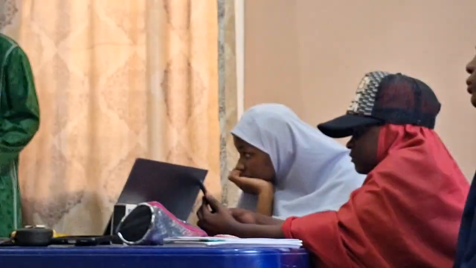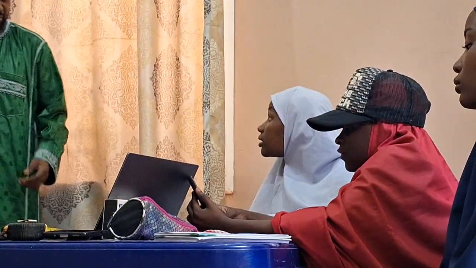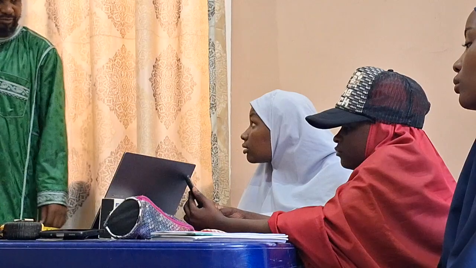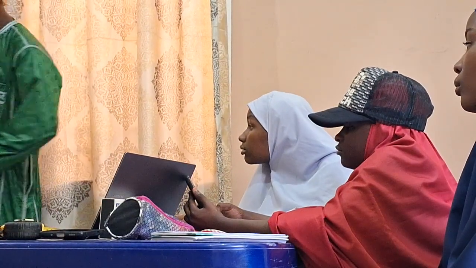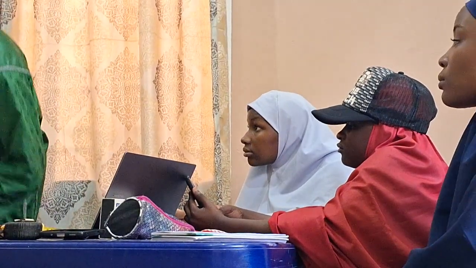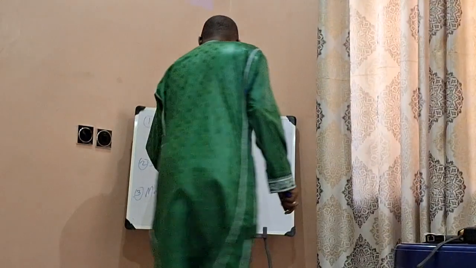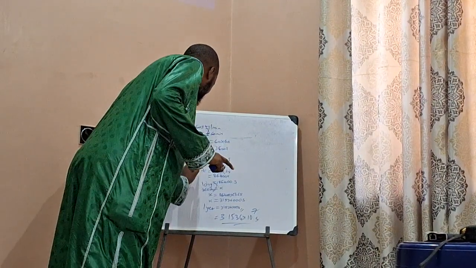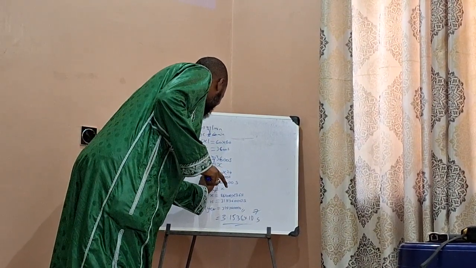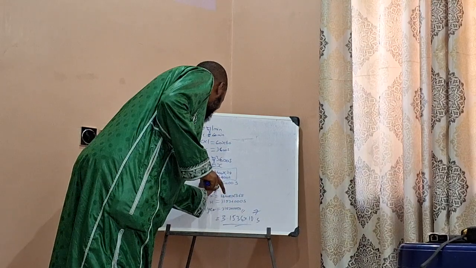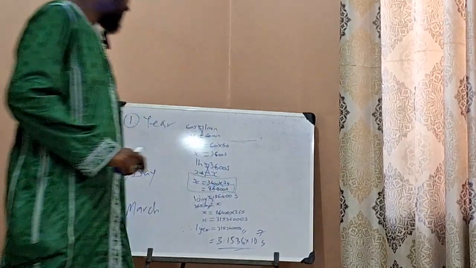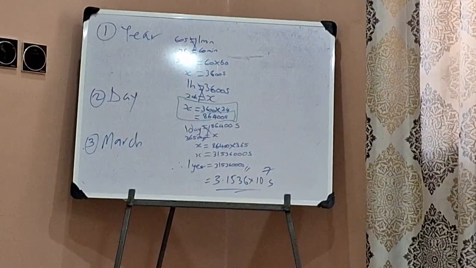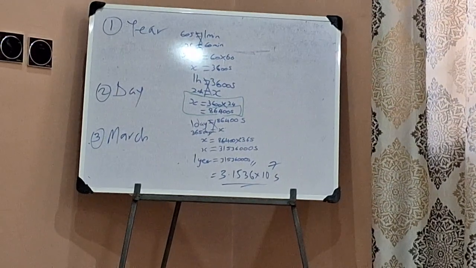Now, the next one, day. How many seconds in a day? Yes, it's already calculated, isn't it? So, 1 day, which is 24 hours, we already have the answer here: 86,400.